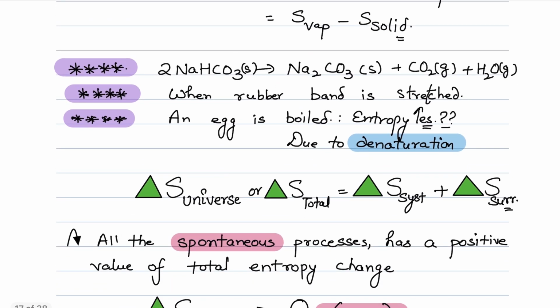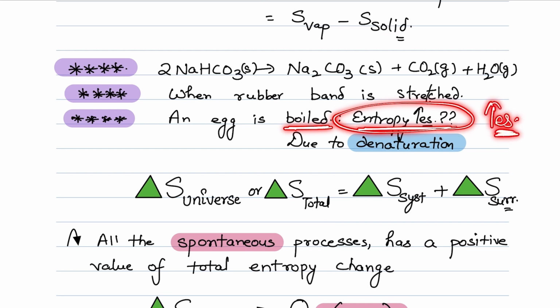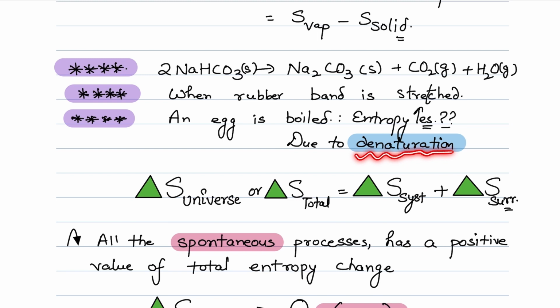So let us consider few examples more. 2 moles of sodium bicarbonate dissociate to form sodium carbonate, CO2 and water. The number of moles are increasing, so entropy is increasing. Whenever a rubber band is stretched, what will be the entropy change? You can think about it. Next, an egg is boiled. So what will happen? Entropy will increase here because of denaturation.